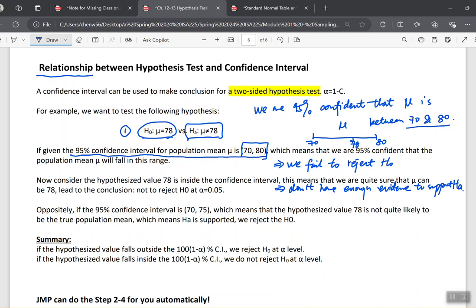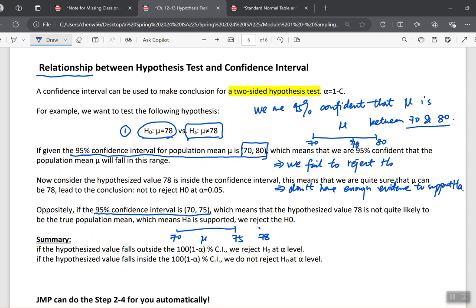Because the population mean can be 78, right? Okay, the other way: if the 95% confidence interval is not 70 to 80, instead it is 70 to 75, that means now I got a confidence interval from 70 to 75, sorry. Then I want to know whether the population mean can be 78 or cannot be 78. Where is 78? Out of this confidence interval, right?